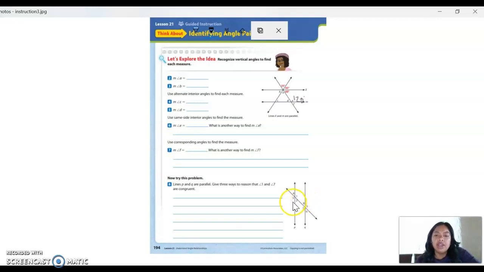For example, angle 3 and 7 are corresponding angles. We know that they are congruent. Angle 1 is vertical to angle 3, so angle 1 and angle 3 are congruent. We know that angle 3 and angle 7 are already congruent because they are corresponding. So that's one way. Another way, I want you guys to actually go ahead and try this and see if you can come up with the reasons on your own.